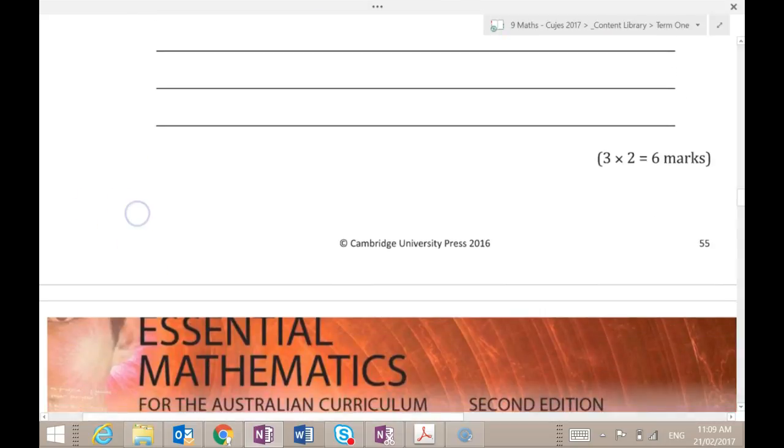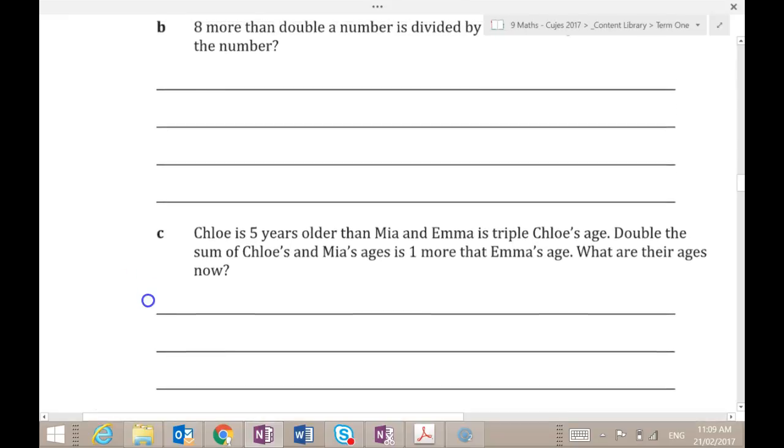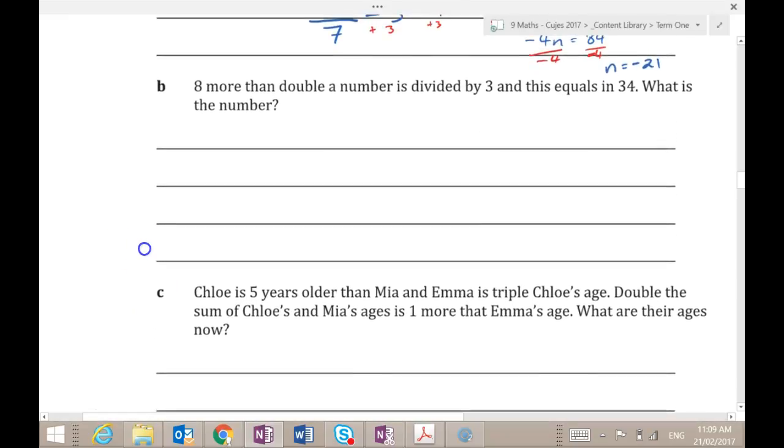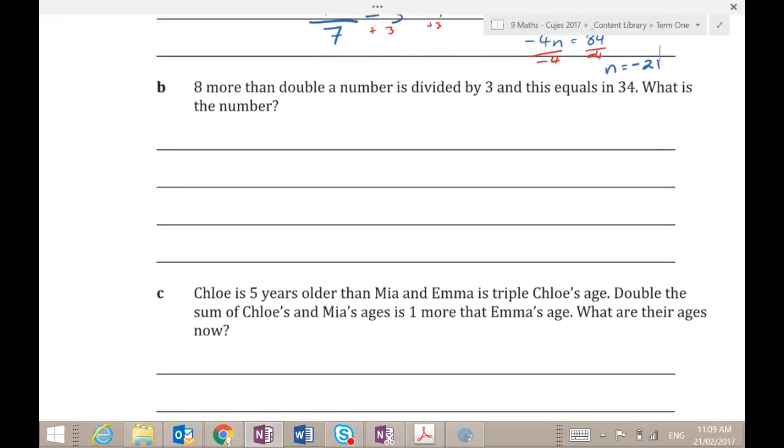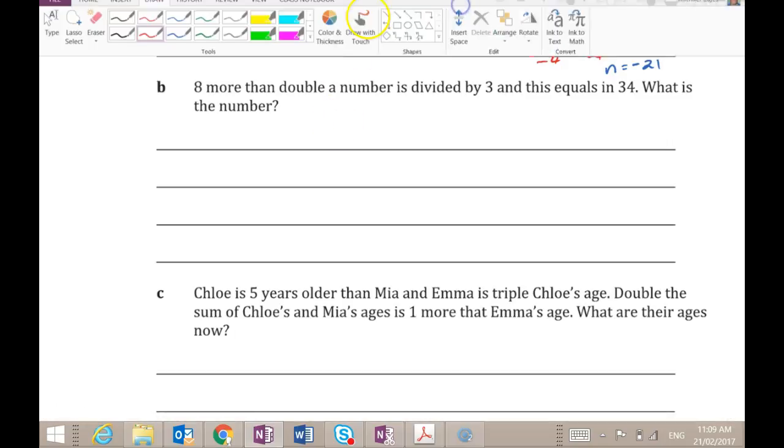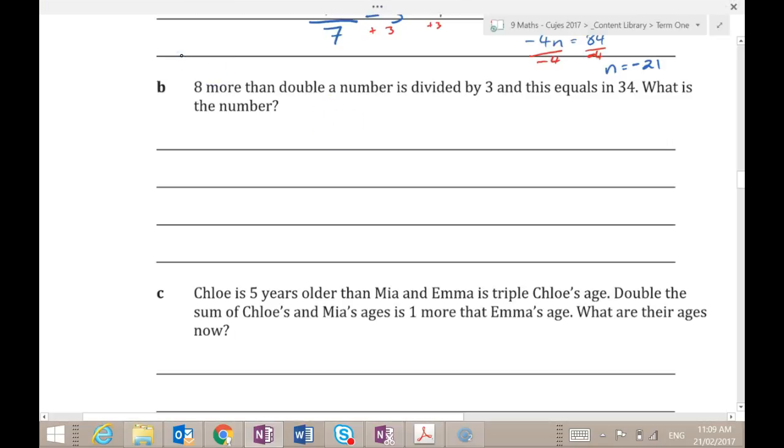A couple more. We'll finish off these ones before we stop this section of the video. 8 more than double a number is divided by 3. And this equals 34. That makes me nervous. They haven't got their wording right. It could be trouble. It could be another Jake and Jimmy question, which was trouble, wasn't it?